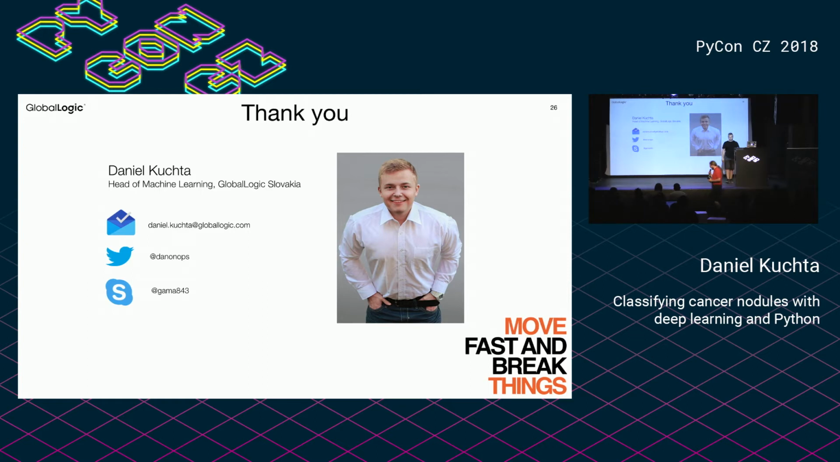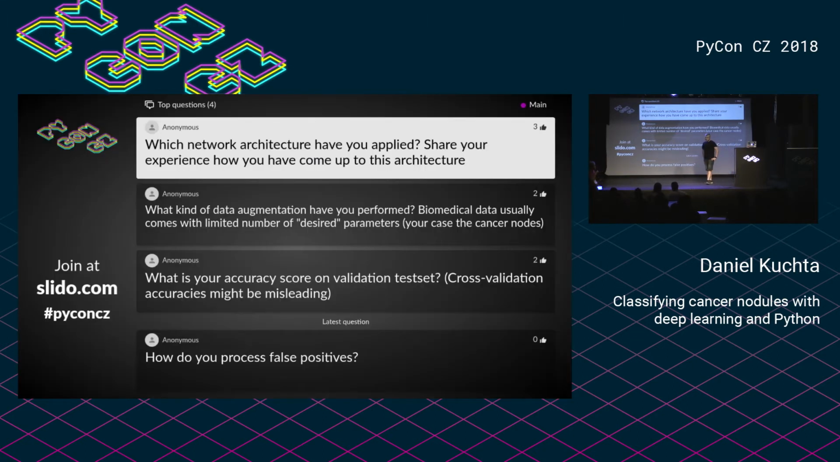Right, thank you, Daniel. We do have a bit of time for questions, so let me read something from Slido. Which network architecture have you applied? Share your experience, how you have come up with this architecture. So actually we used several network architectures. As I said, we used 2 networks for nodule segmentation. The first one was a 3D convolutional network, and I think we used UNet as a basis for our network.